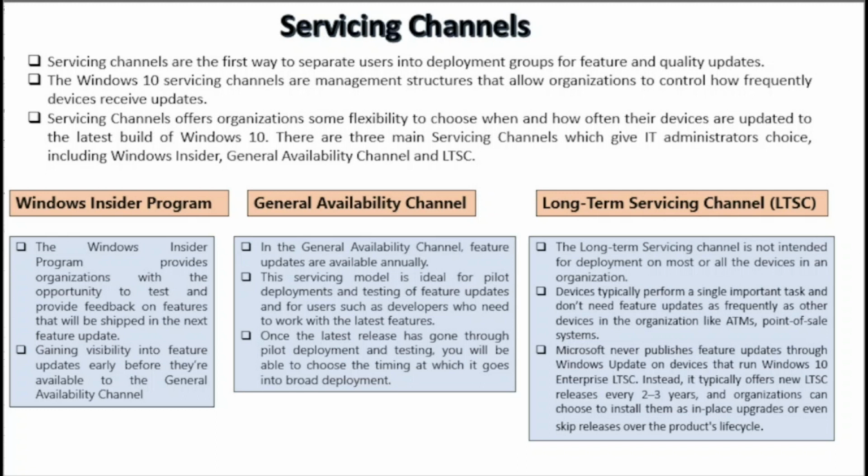Whereas the long-term servicing channel is not intended for deployment on most devices or all devices in the organization. Devices typically performing a single important task do not need feature updates as frequently as other devices in the organization, like ATM and point of sale devices. Microsoft never publishes feature updates through Windows Update on devices that run Windows 10 Enterprise LTSC. Instead, it typically offers a new LTSC release every 2 to 3 years, and organizations can choose to install them as an in-place upgrade or even skip releases over the product lifecycle.